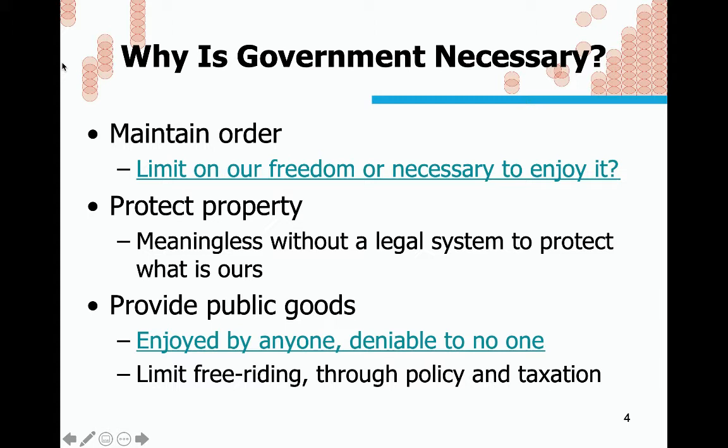But government, we complain about it, but like it or not, government's pretty necessary, right? We need it to maintain order, to protect property, and to provide public goods.